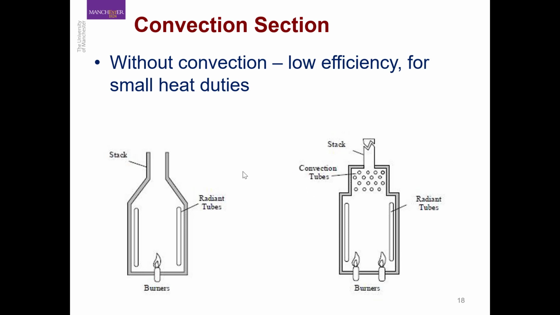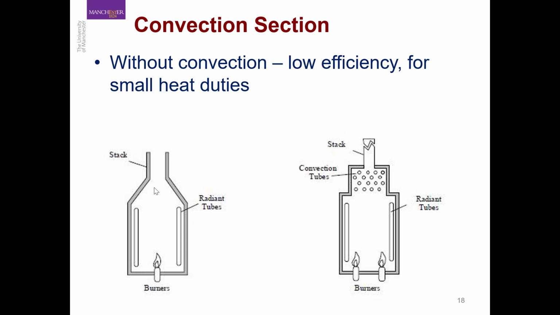You might be in a situation where you are using a furnace that does not have a convective section, and these furnaces are mostly used for small heat duties. Because they do not have a convective section, it means that we are not able to extract the maximum possible heat from the flue gases, and as such these furnaces are low efficiency. Okay, it means that we are going to lose quite a significant part of heat in the flue gases that we are going to vent out of the stack. So the question is then why we would use these kinds of furnaces.